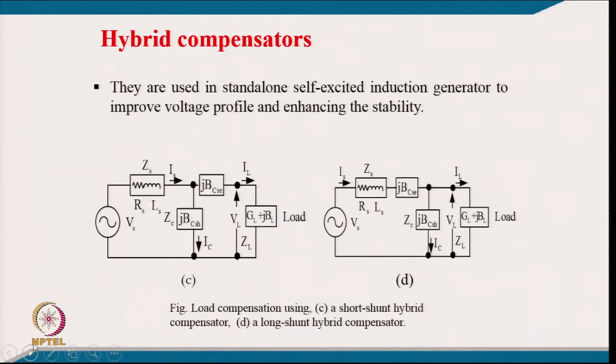Well, this is the typical case of a hybrid compensator. They are used in standalone self-excited generators to improve the voltage profile. You can see a compensator in series and then in parallel, and another compensator here in series with the line and parallel with this. So, this we call a short shunt, and this we call a long shunt, long shunt in the sense that the series element is put in this position. Both configurations have been used in self-excited induction generators for regulating the voltage across the load.